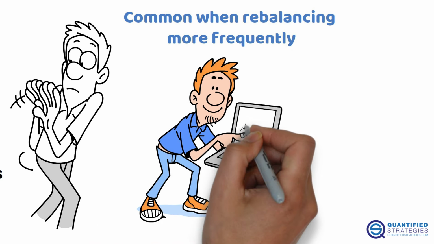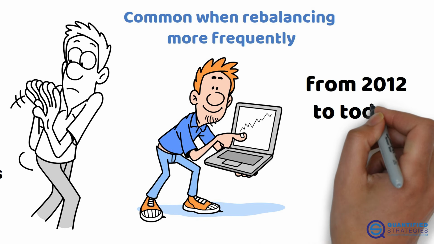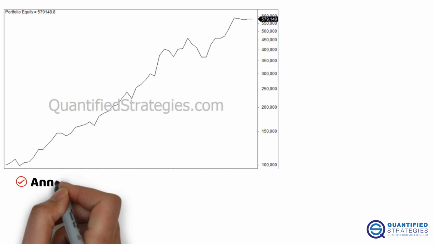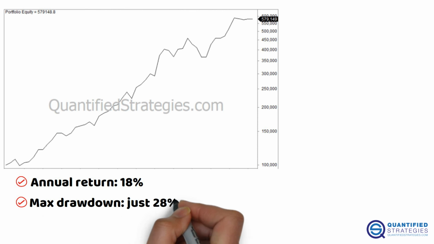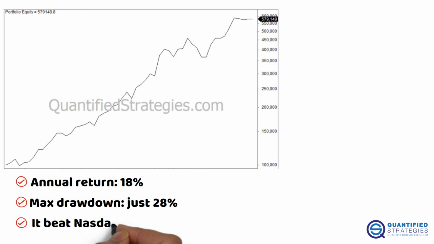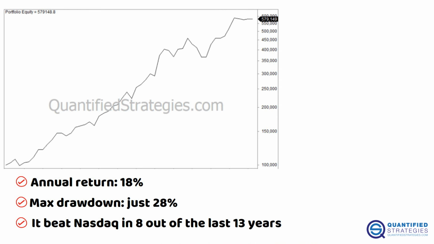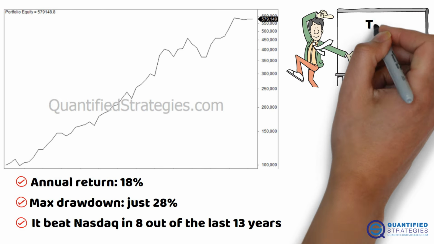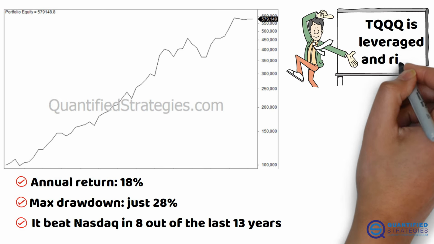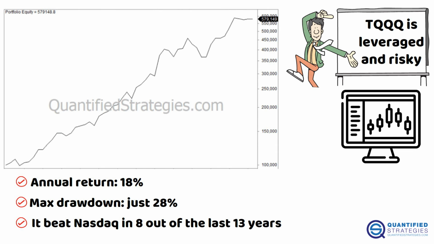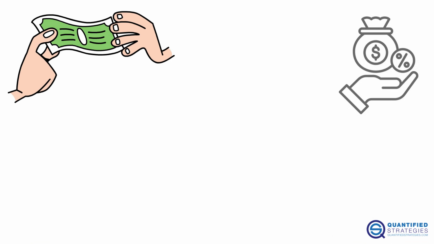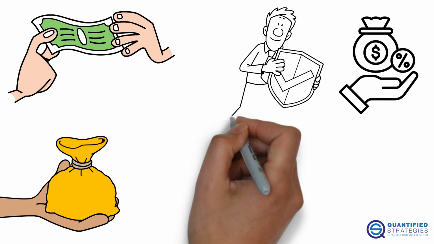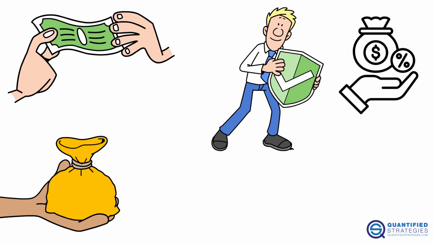We backtested this long-term strategy from 2012 to today. Annual return, 18%. Max drawdown, just 28%. It beat Nasdaq in 8 out of the last 13 years. But be aware, TQQQ is leveraged and risky. It's built for short-term trades, not long-term holds, and always factor in fees and taxes with leveraged ETFs. Still, the combination of upside and protection makes this strategy hard to ignore.